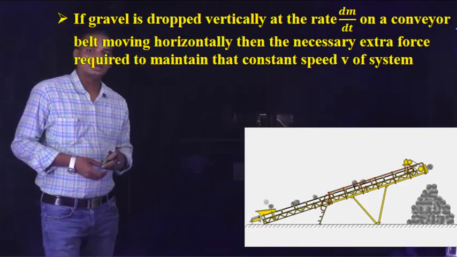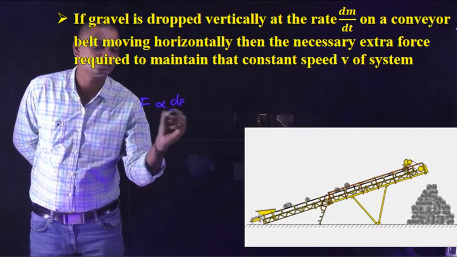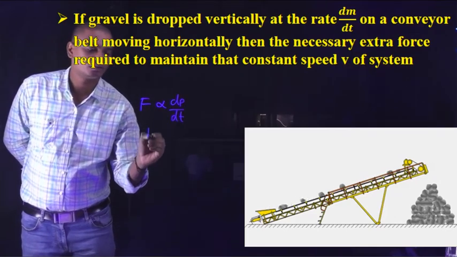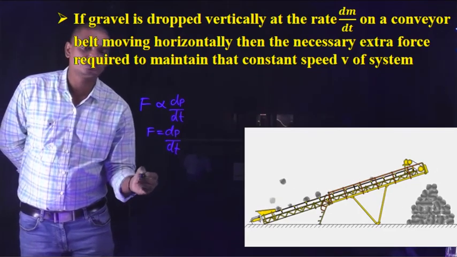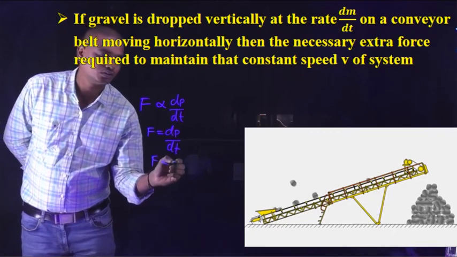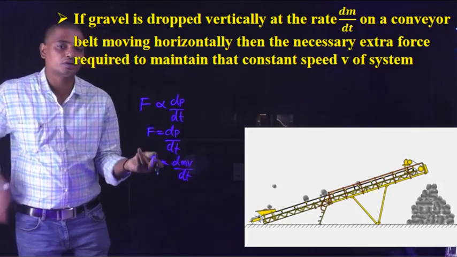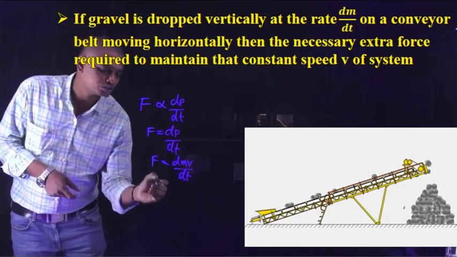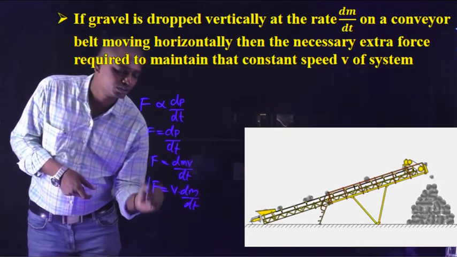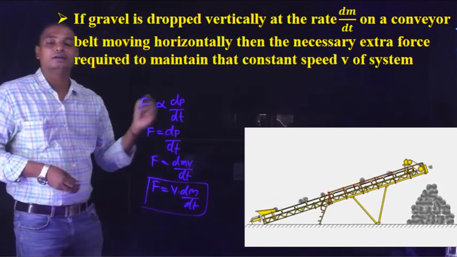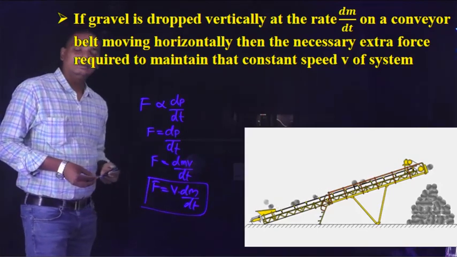From Newton's second law, the net force acting on a body is directly proportional to the rate of change of momentum dp by dt, or force F is equal to dp by dt. Here momentum is mass into velocity, so F is equal to d(mv) by dt. Here the velocity is constant, as the force is required to keep this velocity constant. So v into dm by dt. Therefore the force required to keep the conveyor belt moving with a constant speed is F is equal to v into dm by dt.